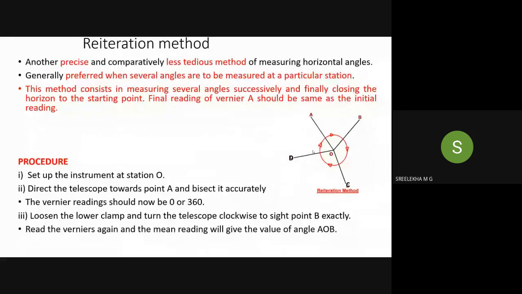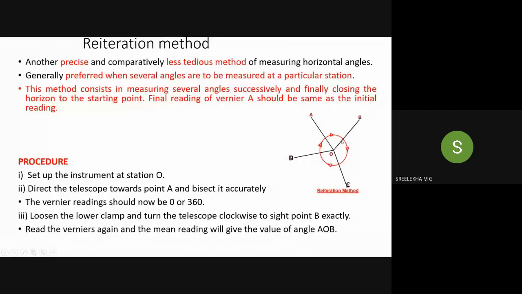Then after that, again we sight to the point B. Whatever the angle between A and B in AOB is, it should be shown on your verniers A and B. For that, we rotate the upper plate and upper tangent screw. At this instant, the vernier readings you have got on vernier A and vernier B will be the angle included between the points A and B.